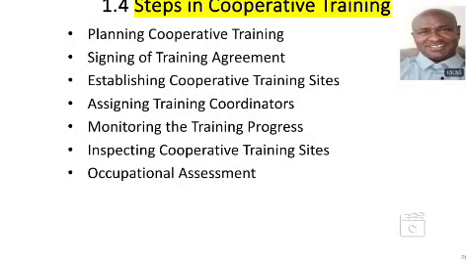Okay, all these are what we talked about regarding the responsibilities of the parties and also the benefits of the parties that are involved or work together in cooperative training. Now, another issue when we talk about cooperative training is the steps in cooperative training. There are about 7 steps. The first step is planning cooperative training, then signing of the training agreement, then establishing cooperative training sites, then assigning a training coordinator, then monitoring the training progress, then inspecting cooperative training sites, and finally occupational assessment should take place.